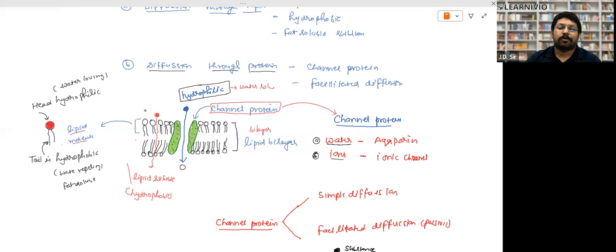Is it clear or not? Tell me. Clear? Yes. Both are passive. Rabia, is that clear? Yes, sir.